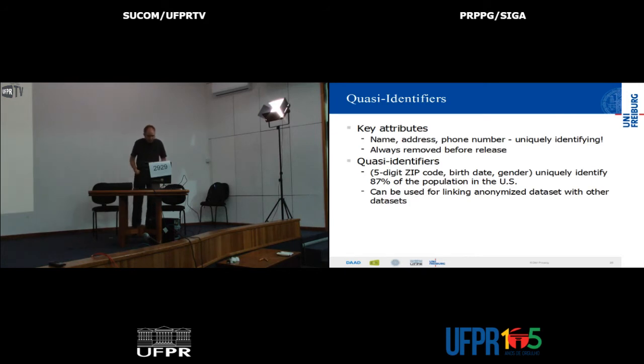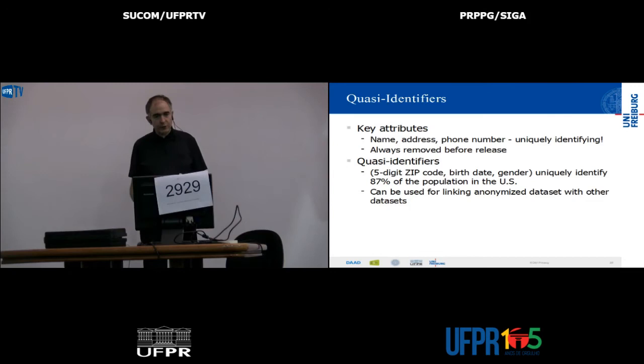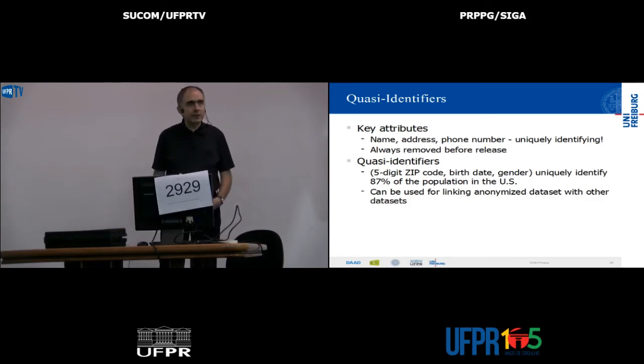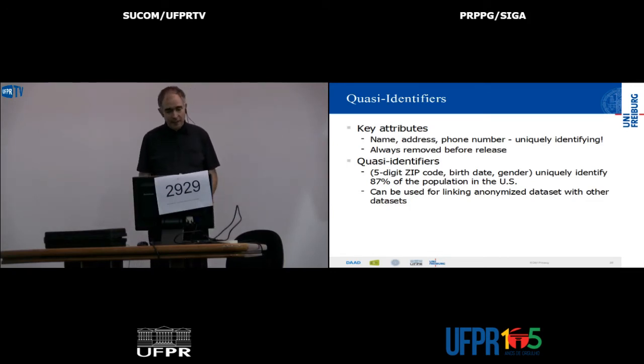But identifiers, which are there, this is back to the harder part: key attributes, what's the name, address, phone number, uniquely defining a person when it adds up. Therefore, these should always be removed because that's the obvious stuff. But there are other identifiers like postal code. And this is stolen from an American book. As you see, it's a 5-digit zip code. That's the classical American zip code.